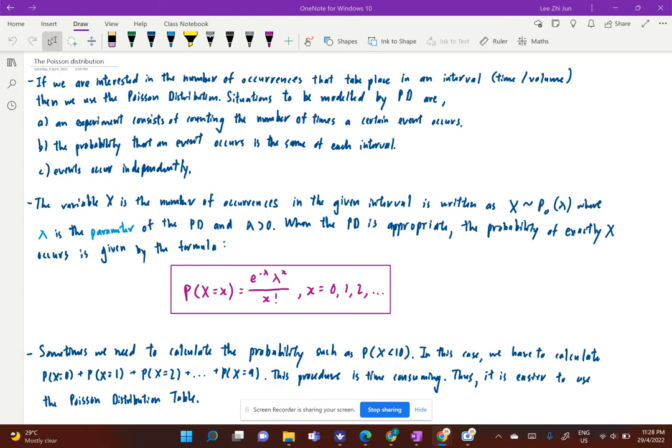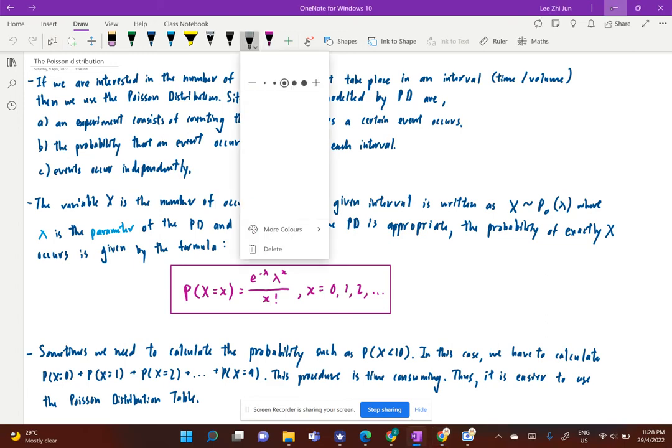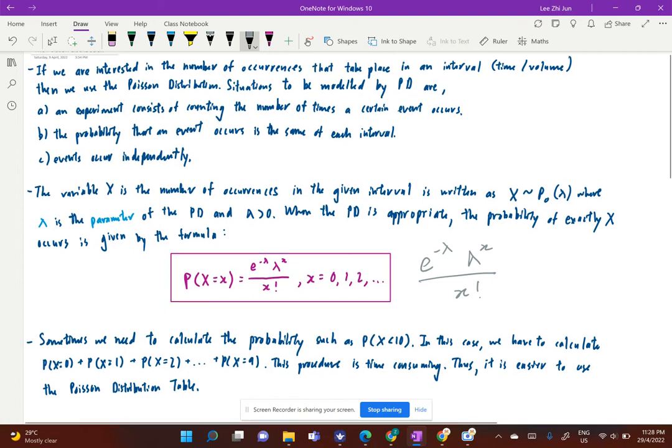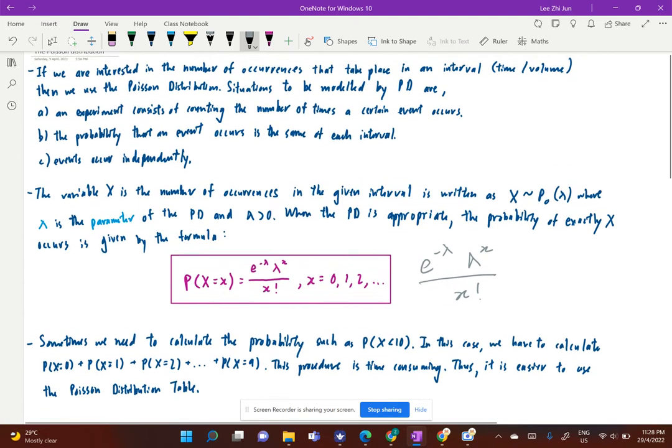When the Poisson distribution is appropriate, the probability of exactly x occurrences is given by this formula: P(X = x) = e to the power of negative lambda times lambda to the power of x, divided by x factorial, where x can be 0, 1, 2, 3, 4 and so on, which is a positive integer.